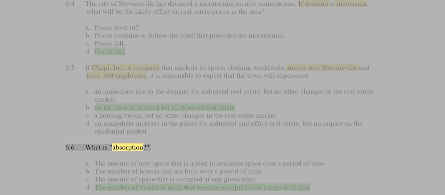6.6. What is absorption? A. The amount of new space that is added to available space over a period of time. B. The number of houses that are built over a period of time. C. The amount of space that is occupied at any given time. D. The number of available units that become occupied over a period of time.